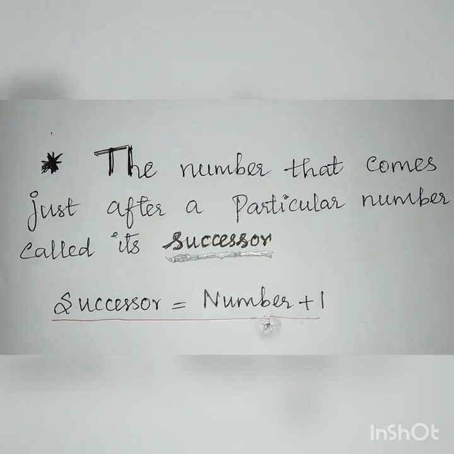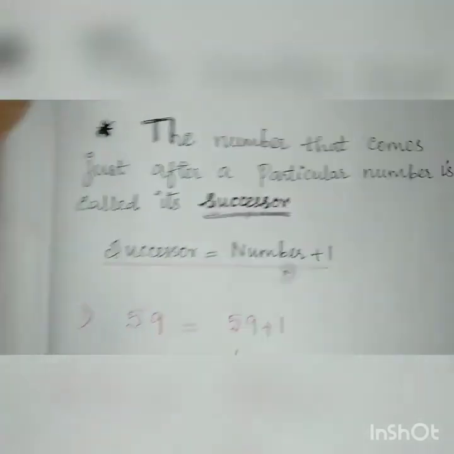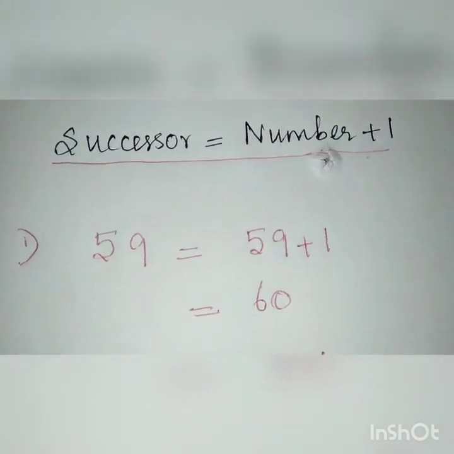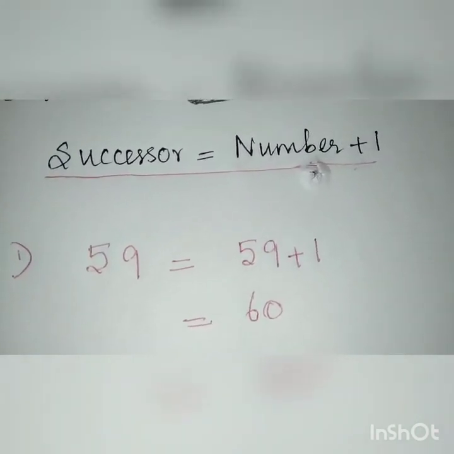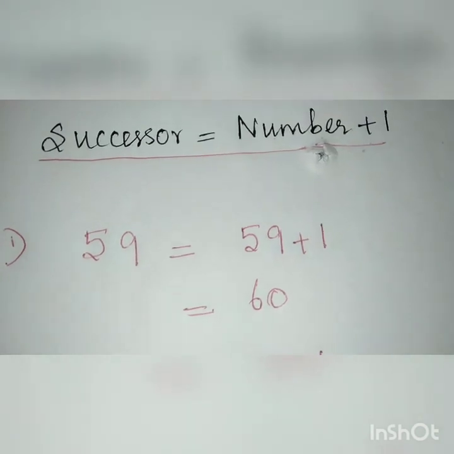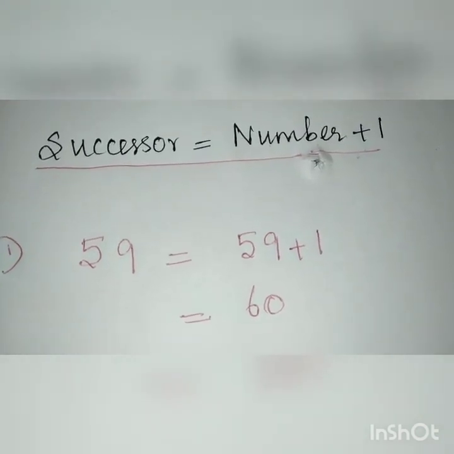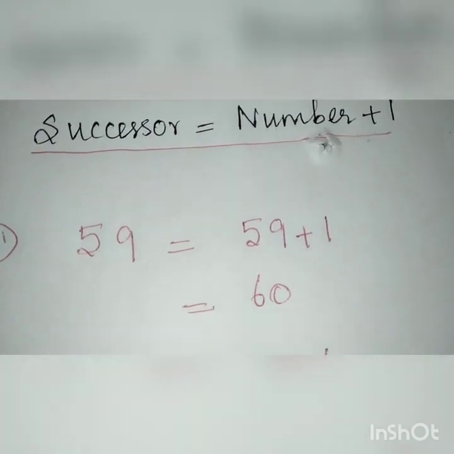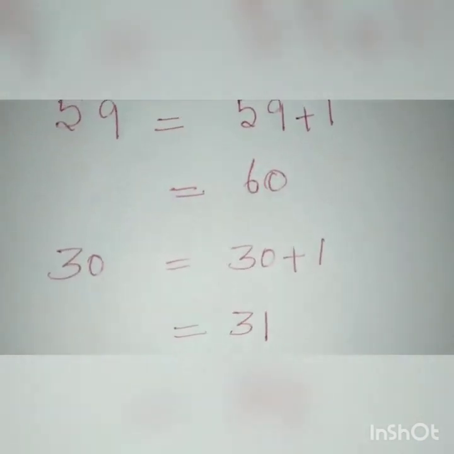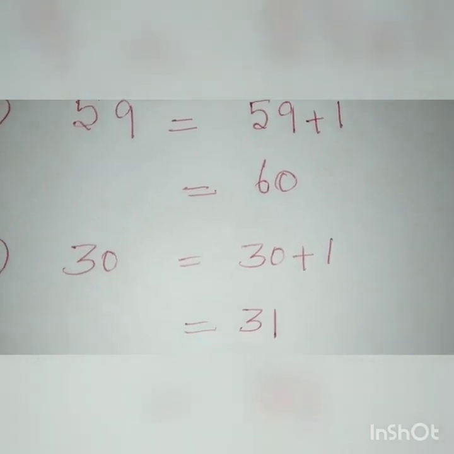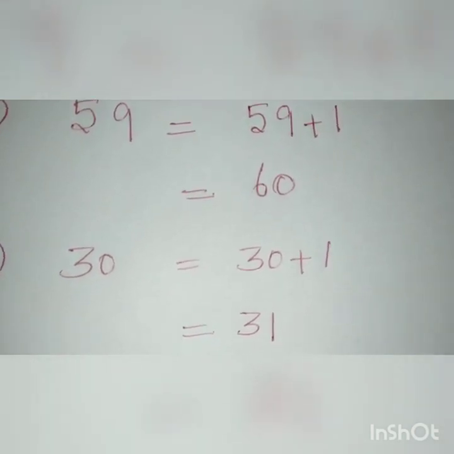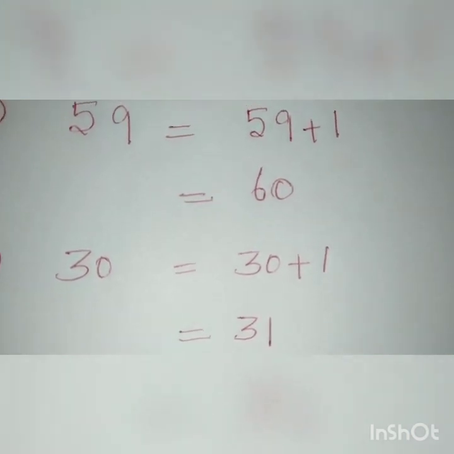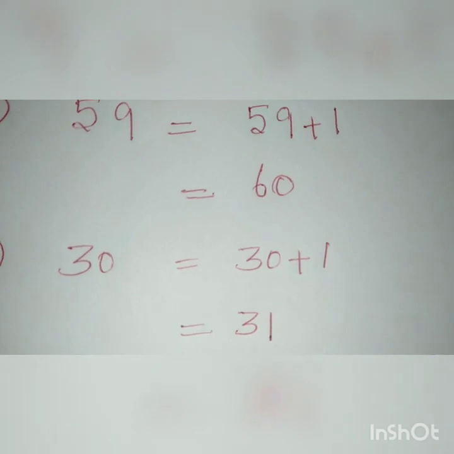Now we can see some more examples of successors. The first example is 59. What is the successor of 59? 59 plus 1 is 60, isn't it? So 60 is the successor of 59. The next one is 30. What is the successor of 30? 30 plus 1 is 31. So 31 is the successor of 30.